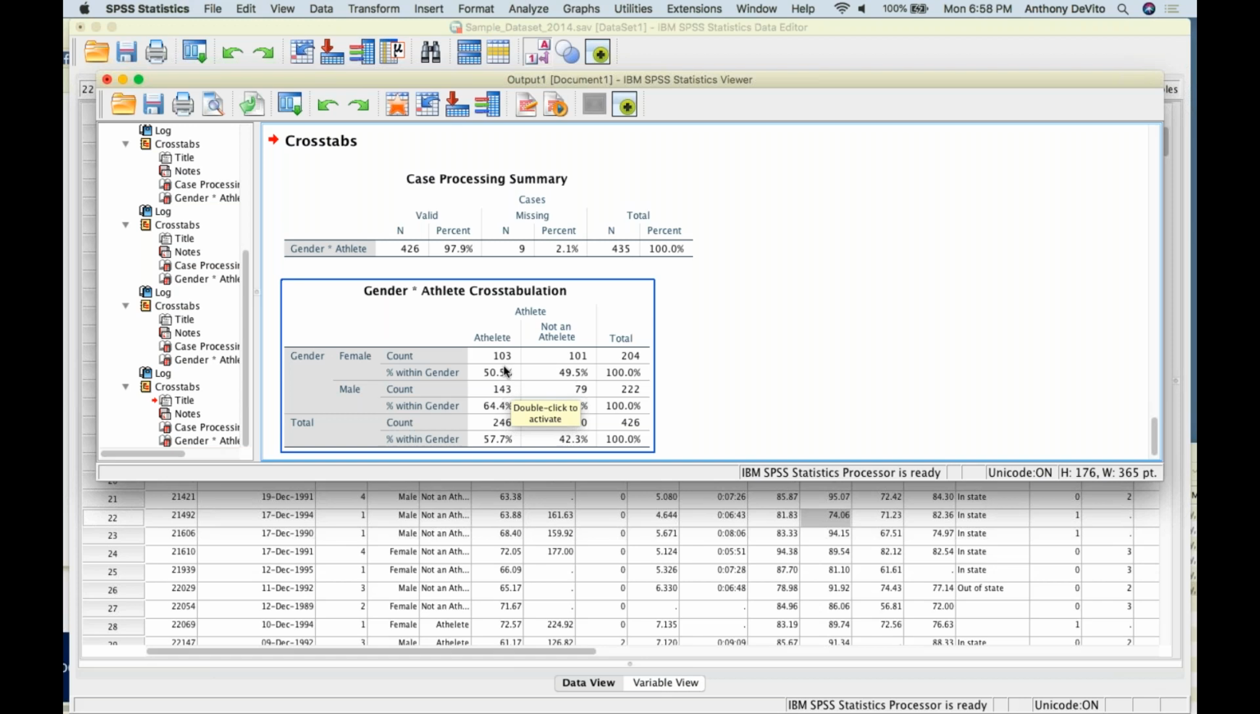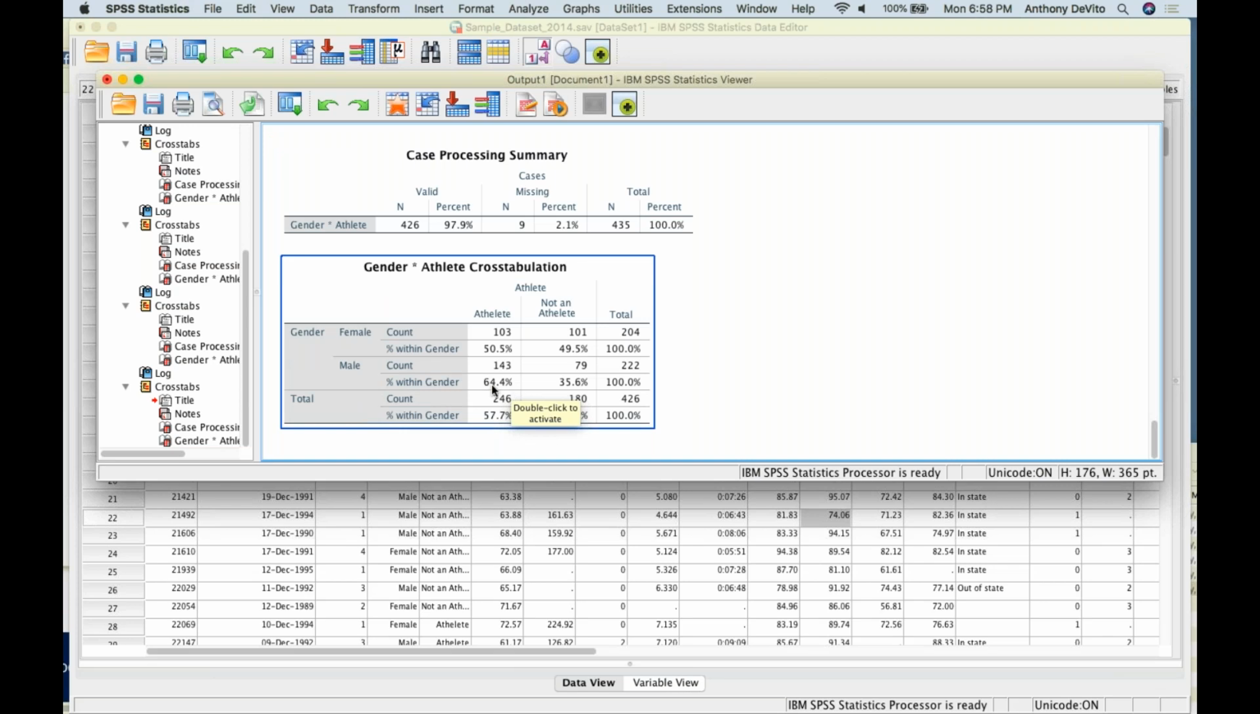Now we can see that out of these 204 females, we have 103 that are athletes. So 50.5% of the females are athletes. How about the males? Well, of 222, 143 are athletes. That's 64.4%. So 103 over 204 is 50%, and 143 over 222 is 64%. The rate at which females are athletes is 50%, and the rate at which males are athletes is 64%.